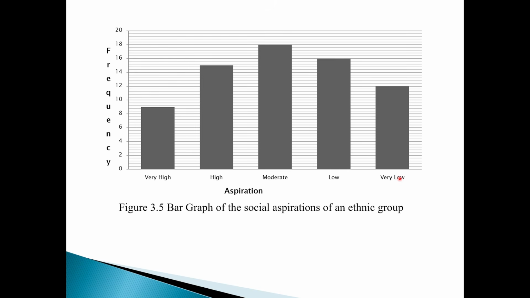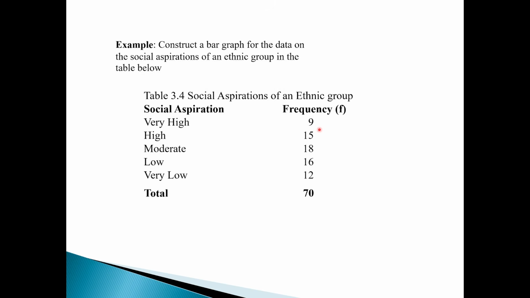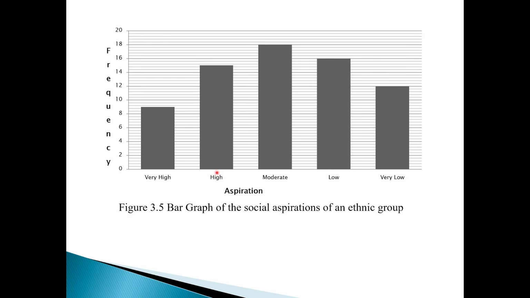This is ordinal data. These are your categories on your ordinal, right? So very high, how many frequencies? Until 9. High 15, moderate 18, low 16, very low 12. So you remember that frequency, then you label it until 12, until 18, and so on. This is how you create your bar graph for your ordinal data.